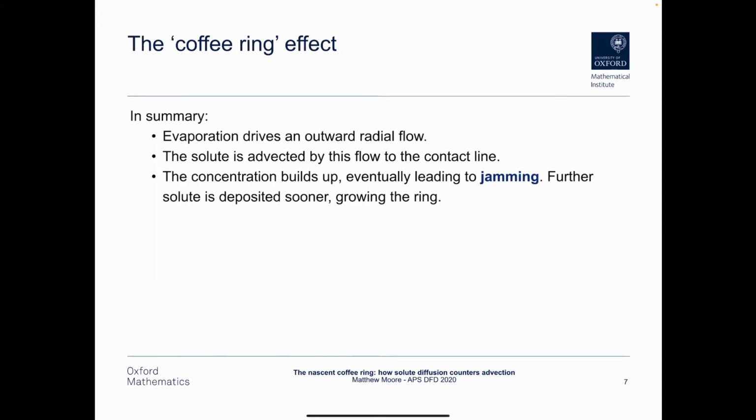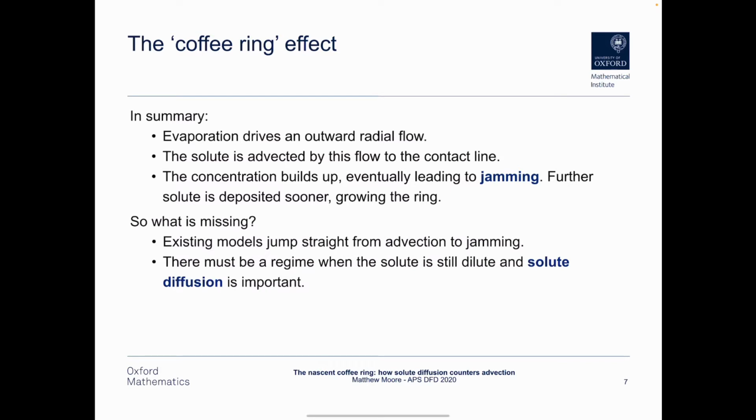So to summarize what's going on, we have this radial flow due to evaporation, and the solute is carried along towards the contact line where the concentration builds up. Eventually it jams and you get this ring growing back into the droplet, which is great. So what's missing from the picture?